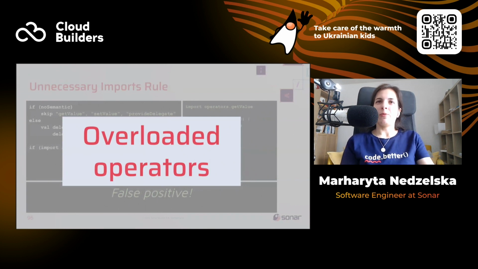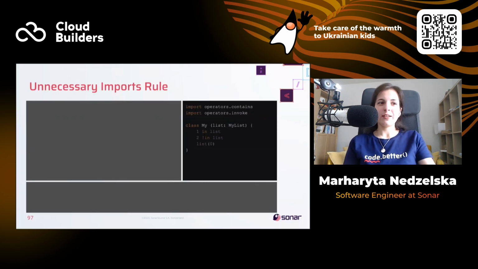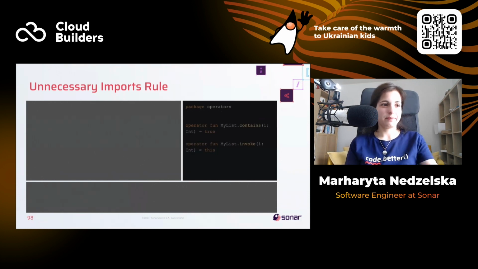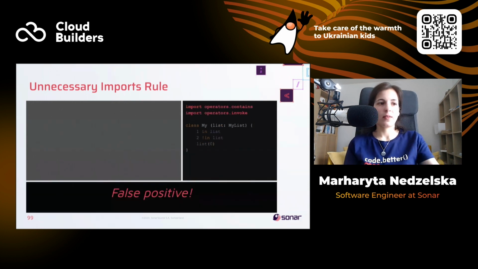Another reported issue was with overloaded operators. In Kotlin, you can overload operators like contains and invoke, and in your code you can just write in, not in. You can just invoke anything that is not actually a function. And that looks nice in code, but that's a nightmare for static analysis. Why? Because this is how you should implement your operator. This is actually how the function looks. It's contains and invoke. And this is what you import. But in code, you see just in and not in.